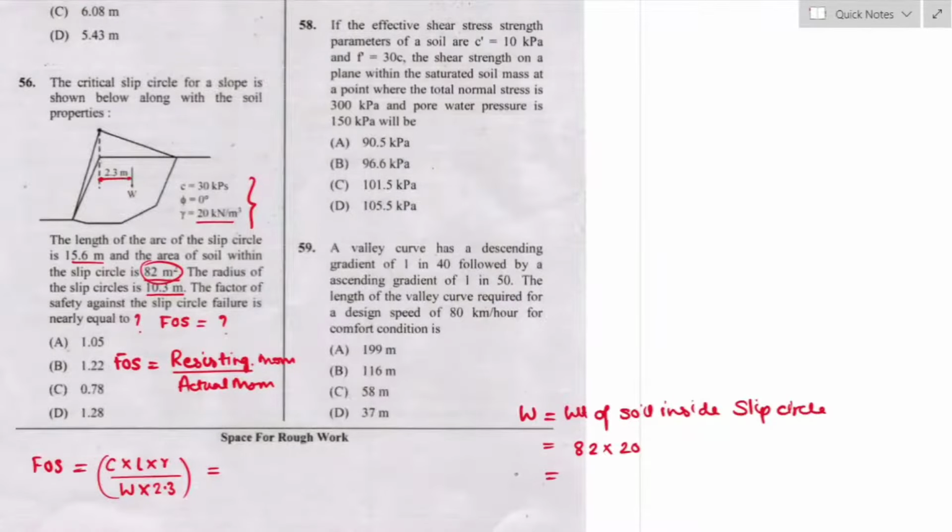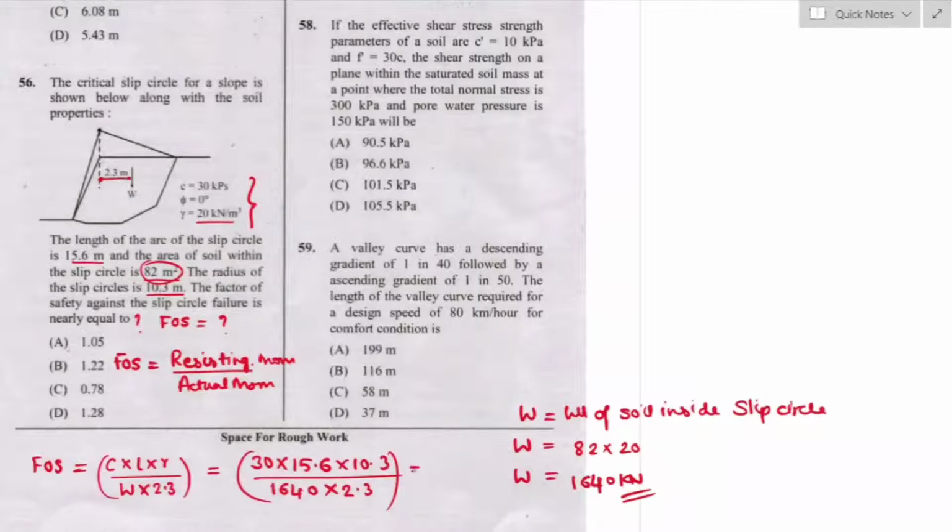So the total weight of the soil inside the slip circle will be 1640 kilonewton. On solving this, the factor of safety will be 1.28. So option D is the right answer.